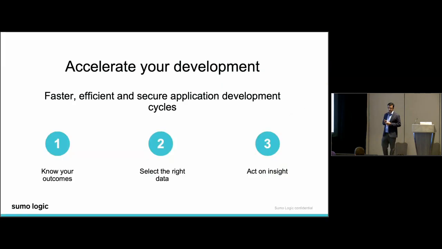So to quickly summarize, we talked about accelerating development and building faster, efficient, and secure app dev cycles by analyzing all the data that's coming in from your CI/CD tools. Three steps to doing that: know what you're solving, select the right data, and then act on that insight.